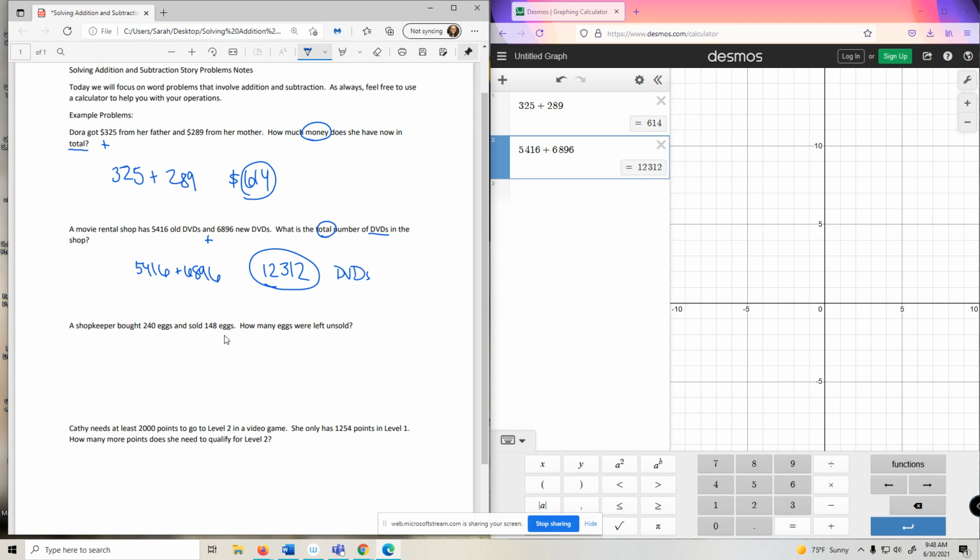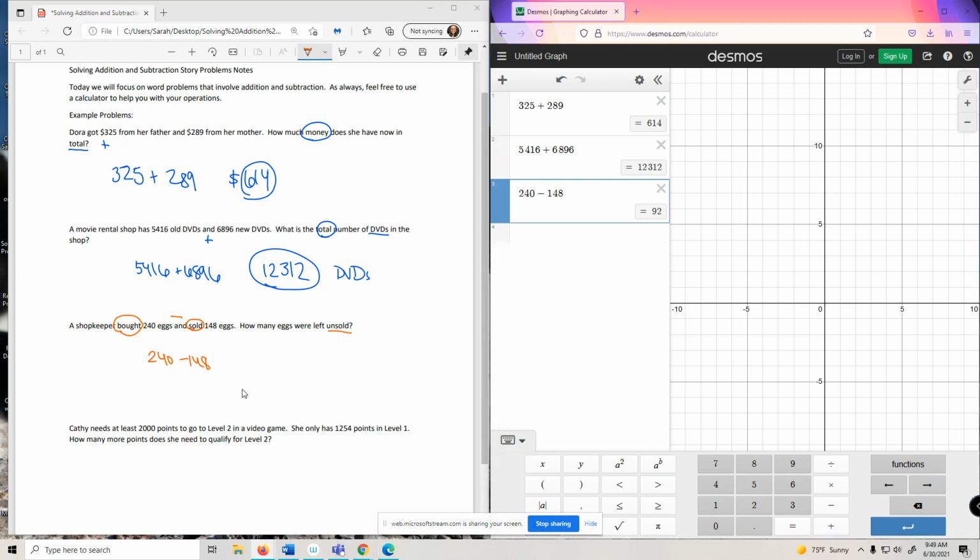Next problem. A shopkeeper bought 240 eggs and sold 148 eggs. How many eggs were left unsold? Since they're asking how many eggs were left unsold, we do how many were bought minus how many were sold. He bought 240 eggs and sold 148 eggs. We need to subtract those. You can use a calculator for that if you would like. And we end up with 92. 92 what? 92 eggs that were unsold.